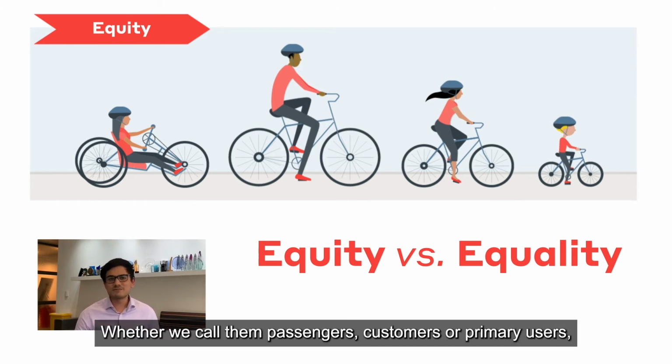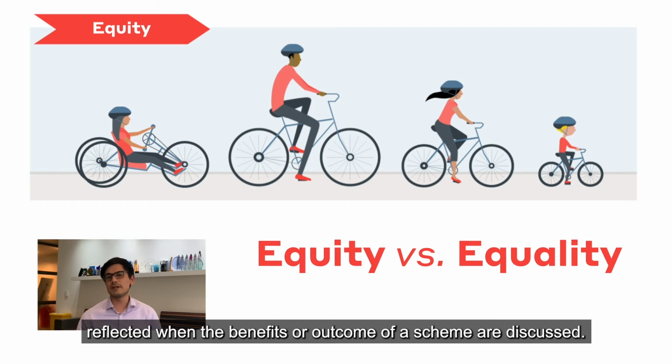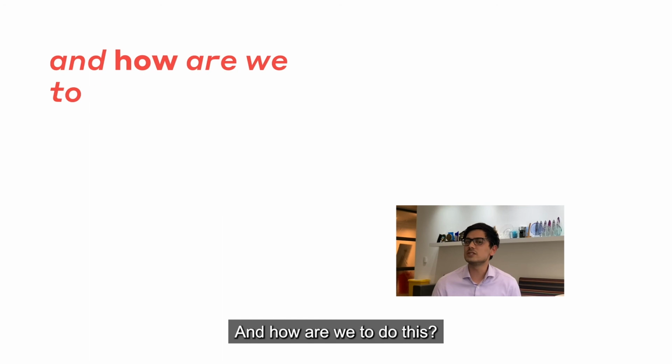Whether we call them passengers, customers, or primary users, our work impacts people, and we need to make sure their needs are reflected when the benefits or outcome of a scheme are discussed. And how are we to do this?